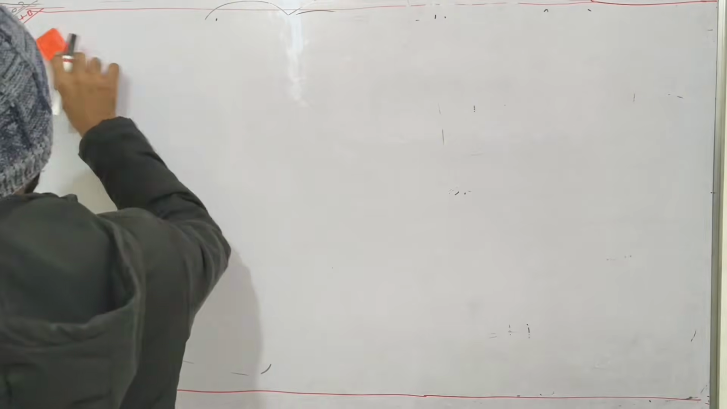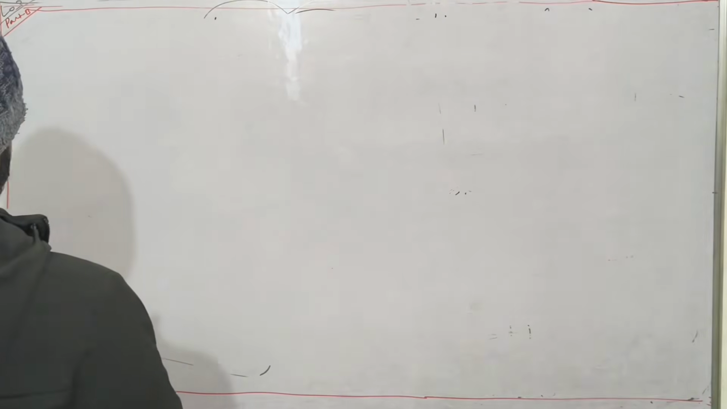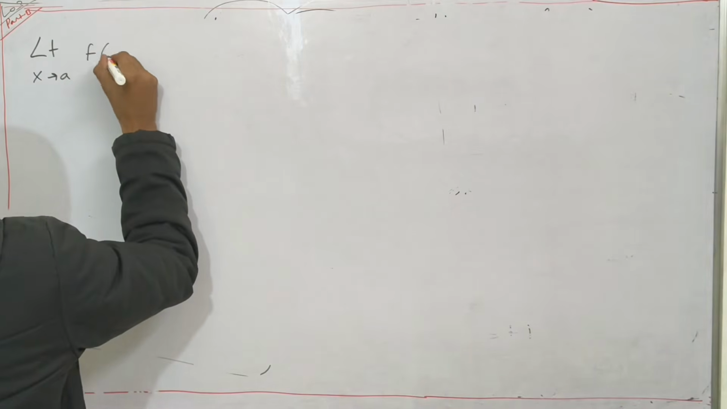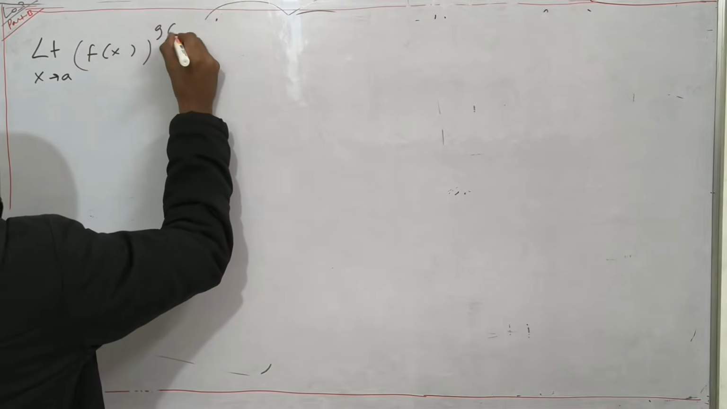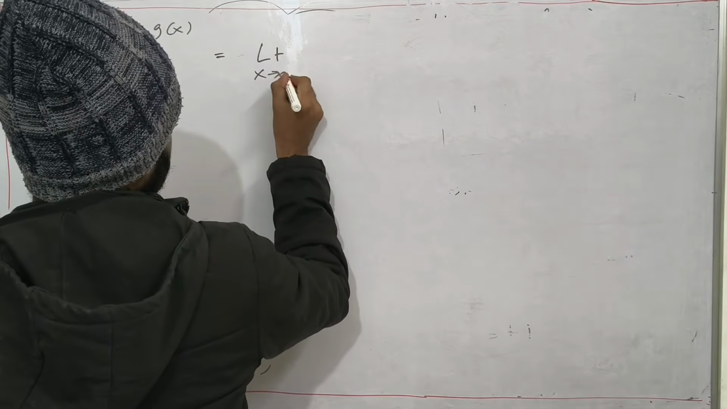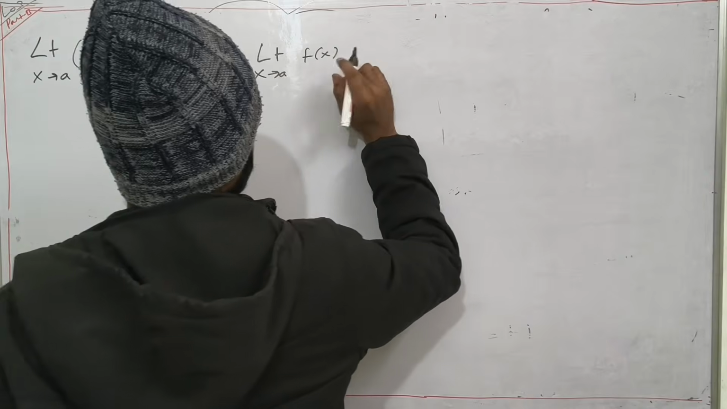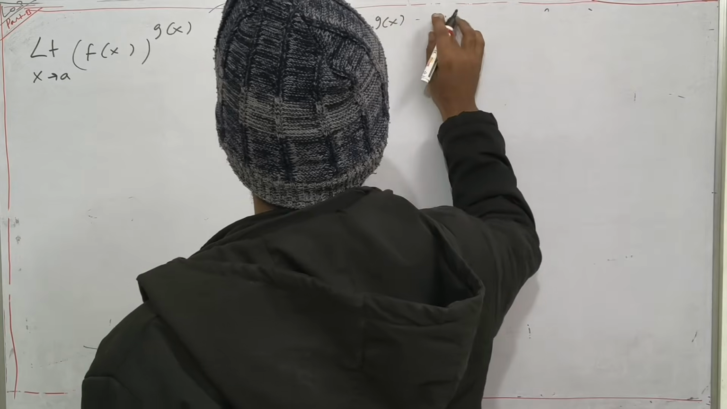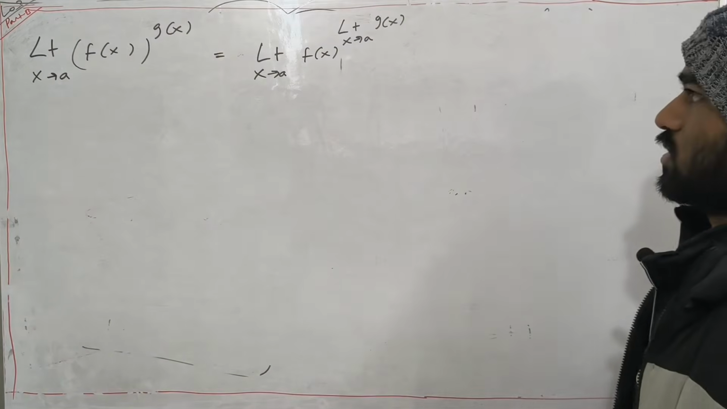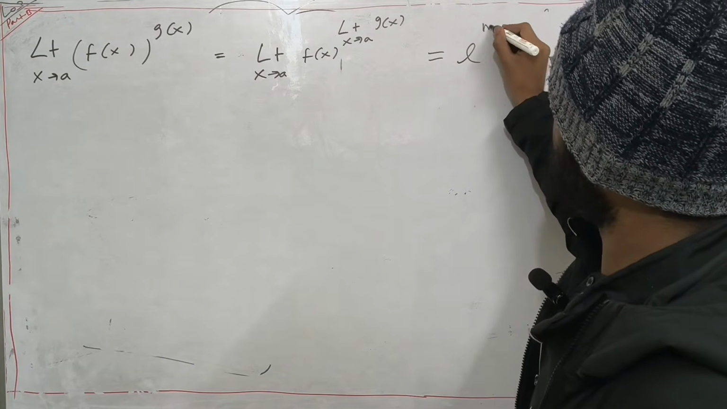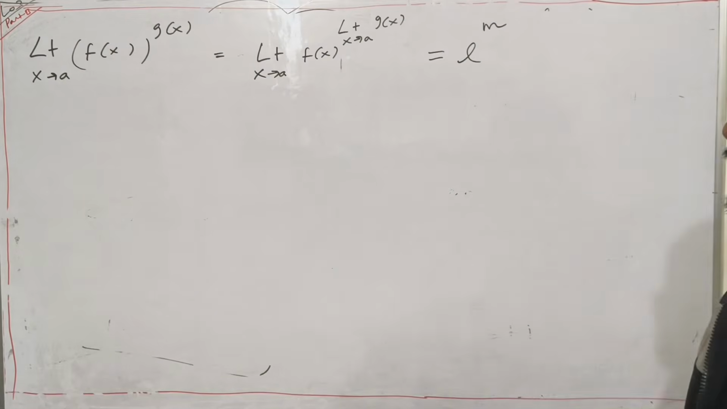The next one, the fifth one, is limit x tends to a of f of x power g of x equals limit x tends to a of f of x, power limit x tends to a of g of x. Understood? Equals L power m.